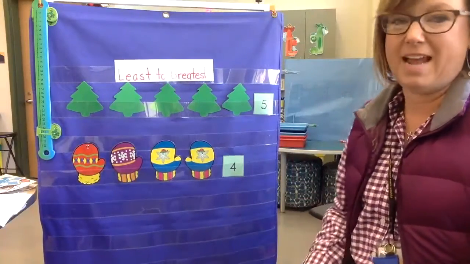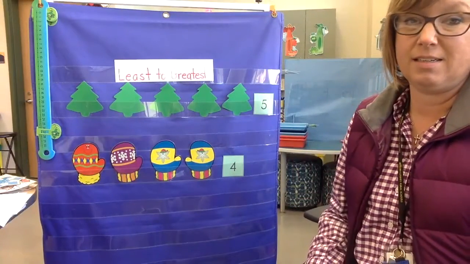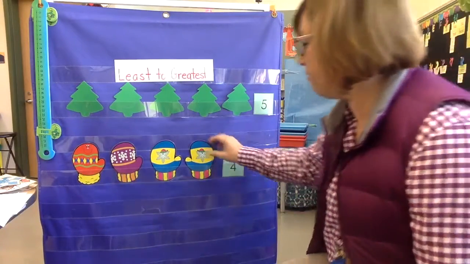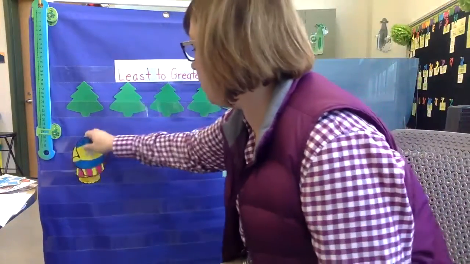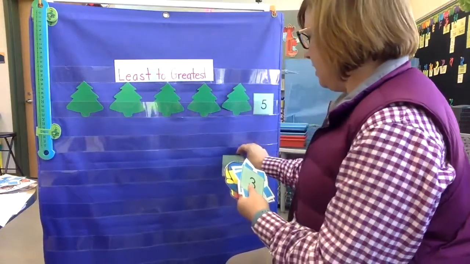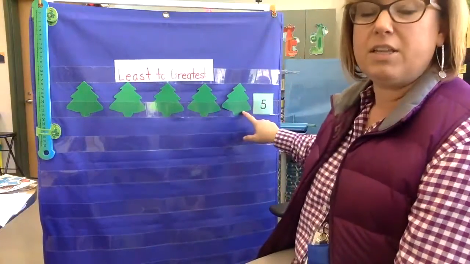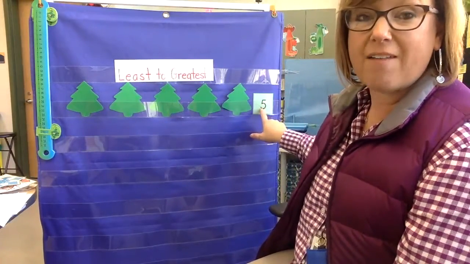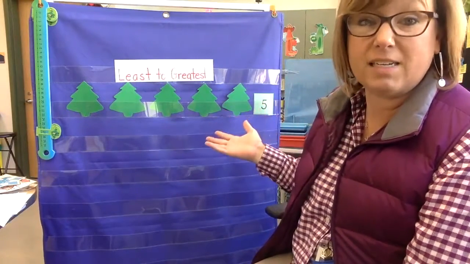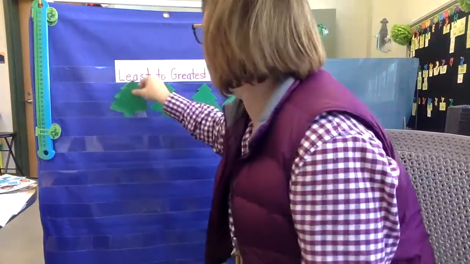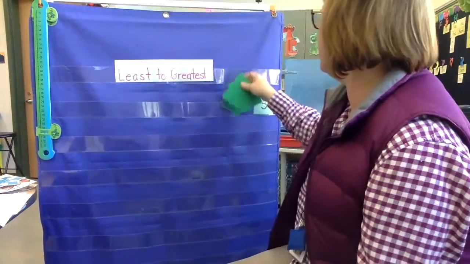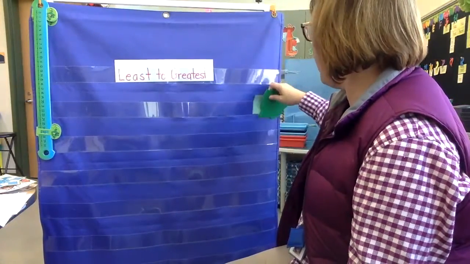What number would come next? 4, that's right. 4 would come next. So we know the 4 mittens are going to come next. And which one is our greatest set? The Christmas trees, because 5 was the most. It was the greatest number, right? So they're going to be our last greatest set, okay?